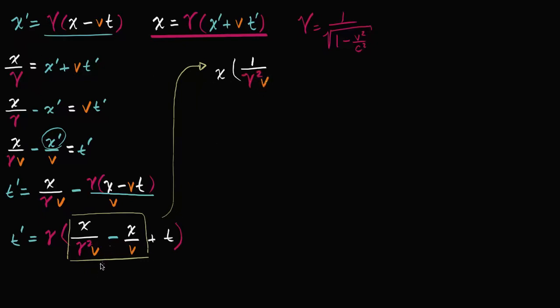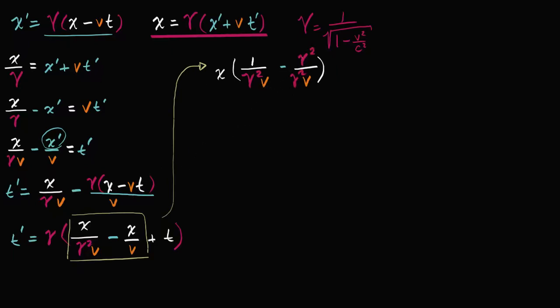Gamma squared v. And then minus 1 over v. So then we have the minus 1 over v. Now, if we want to subtract these two things, let me put the close parentheses. If we want to subtract these two things, it's nice to have a common denominator. So let's multiply the numerator and denominator here by gamma squared. So this is gamma squared.